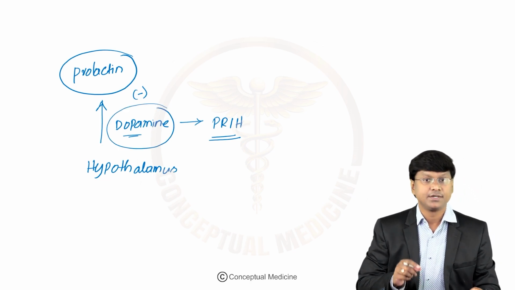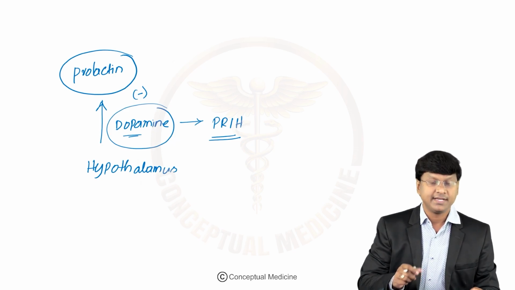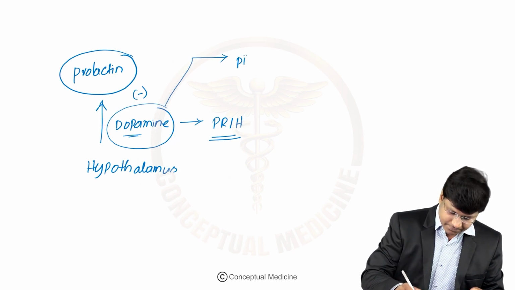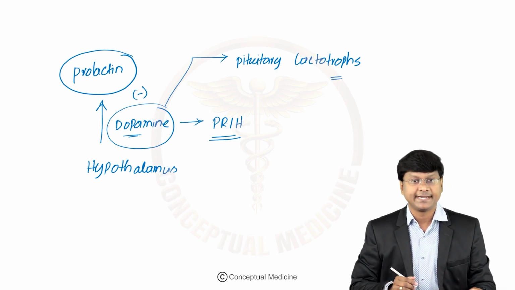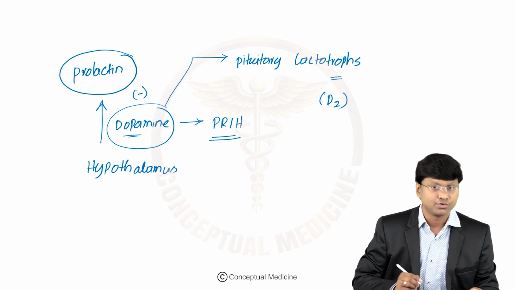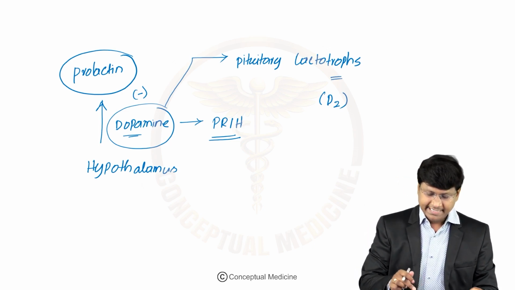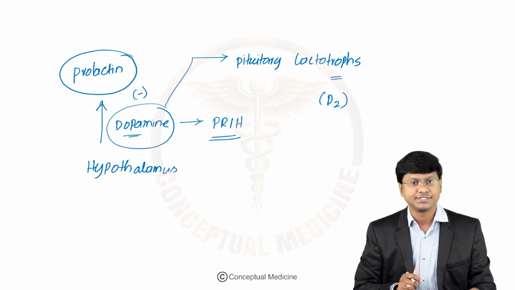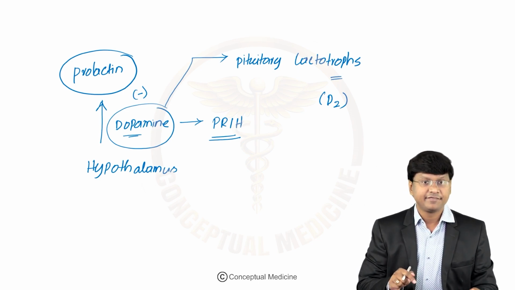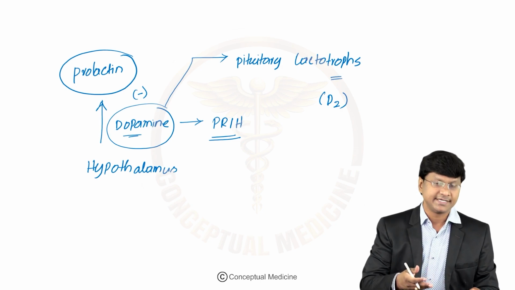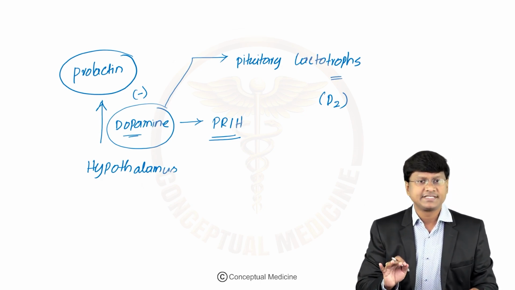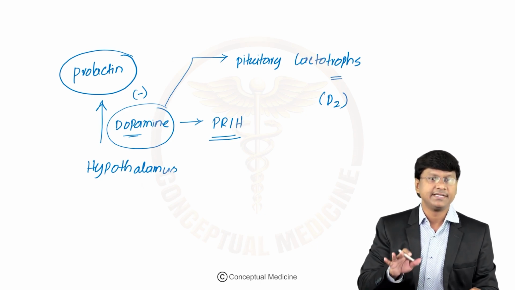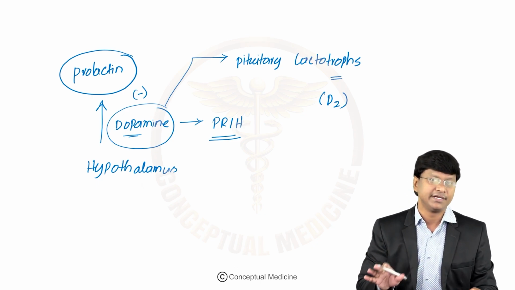And remember, this particular dopamine goes and acts on the pituitary lactotrophs. You have the receptors on the pituitary lactotrophs, that is D2 receptors. And this dopamine, by acting on D2 receptors, will inhibit the prolactin secretion. So that means if dopamine is not there, the prolactin will be secreted. If dopamine is synthesized from the hypothalamus, then prolactin is not secreted. So always remember this very important point: in a normal individual, prolactin is under predominant inhibitory control.